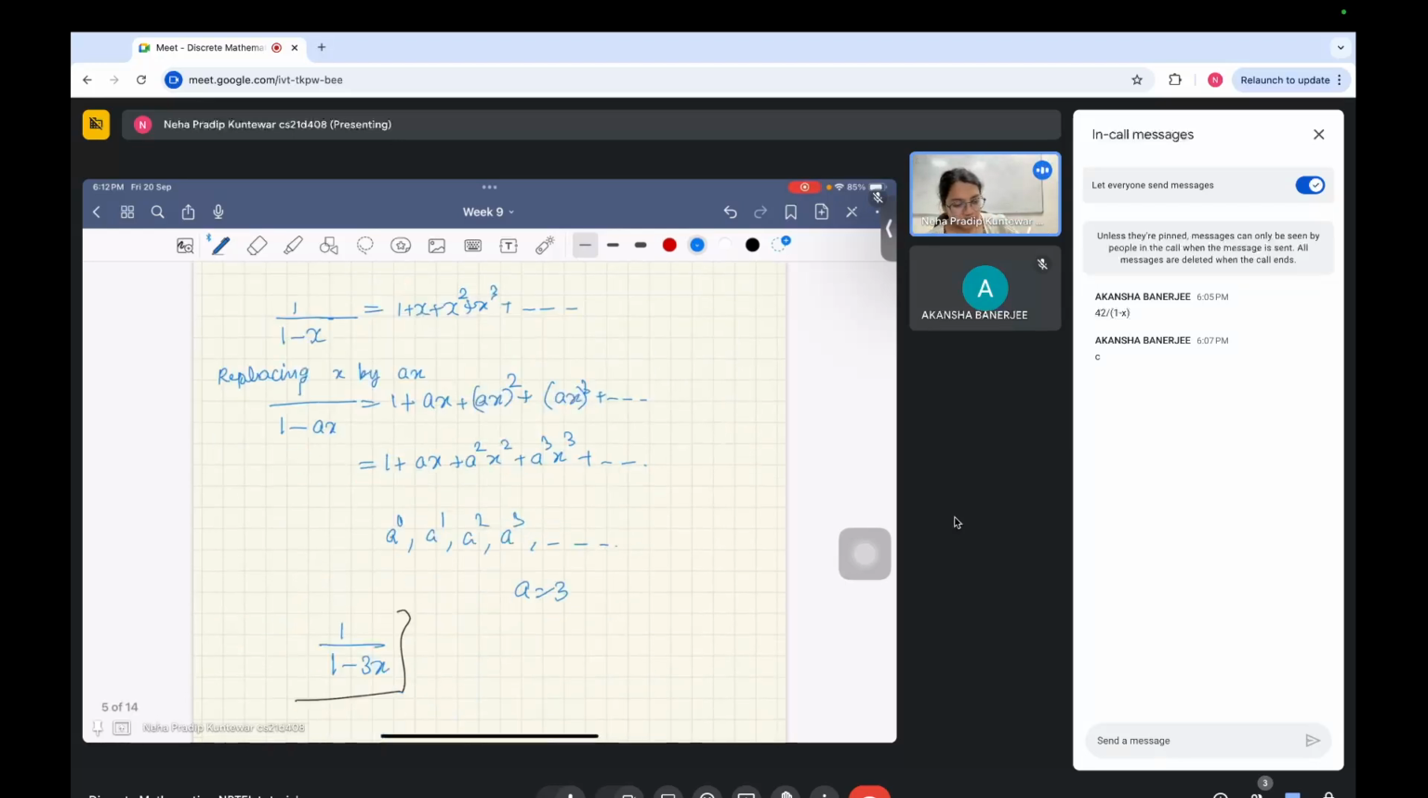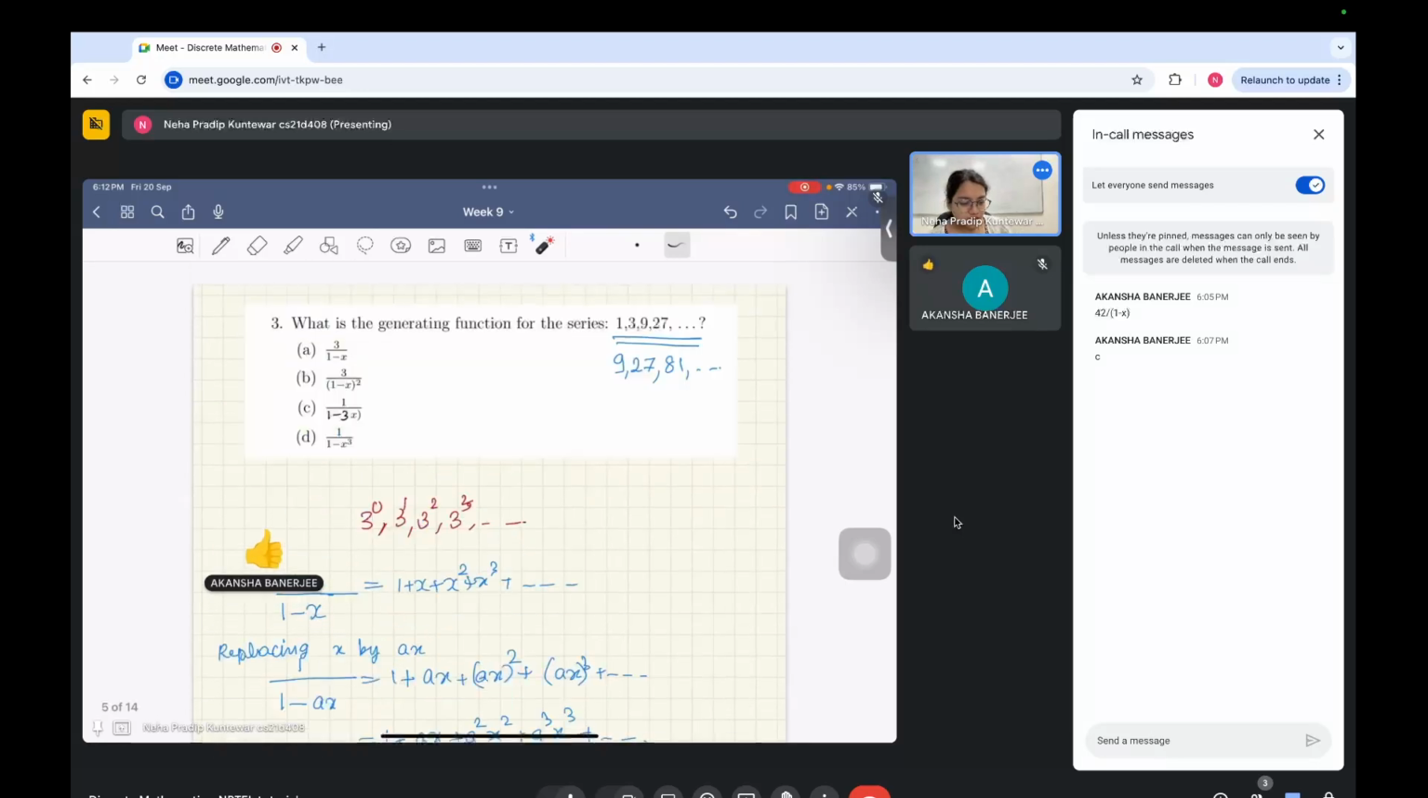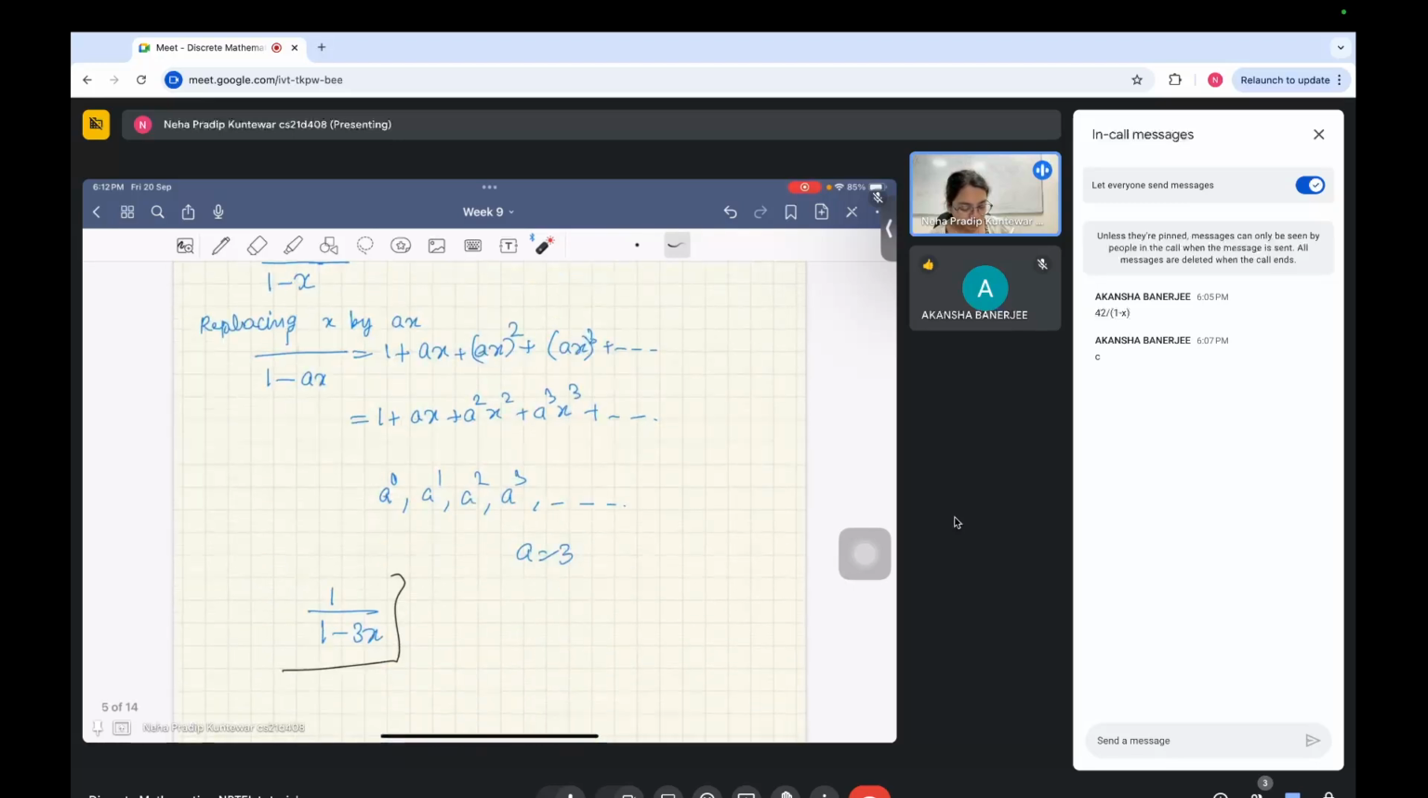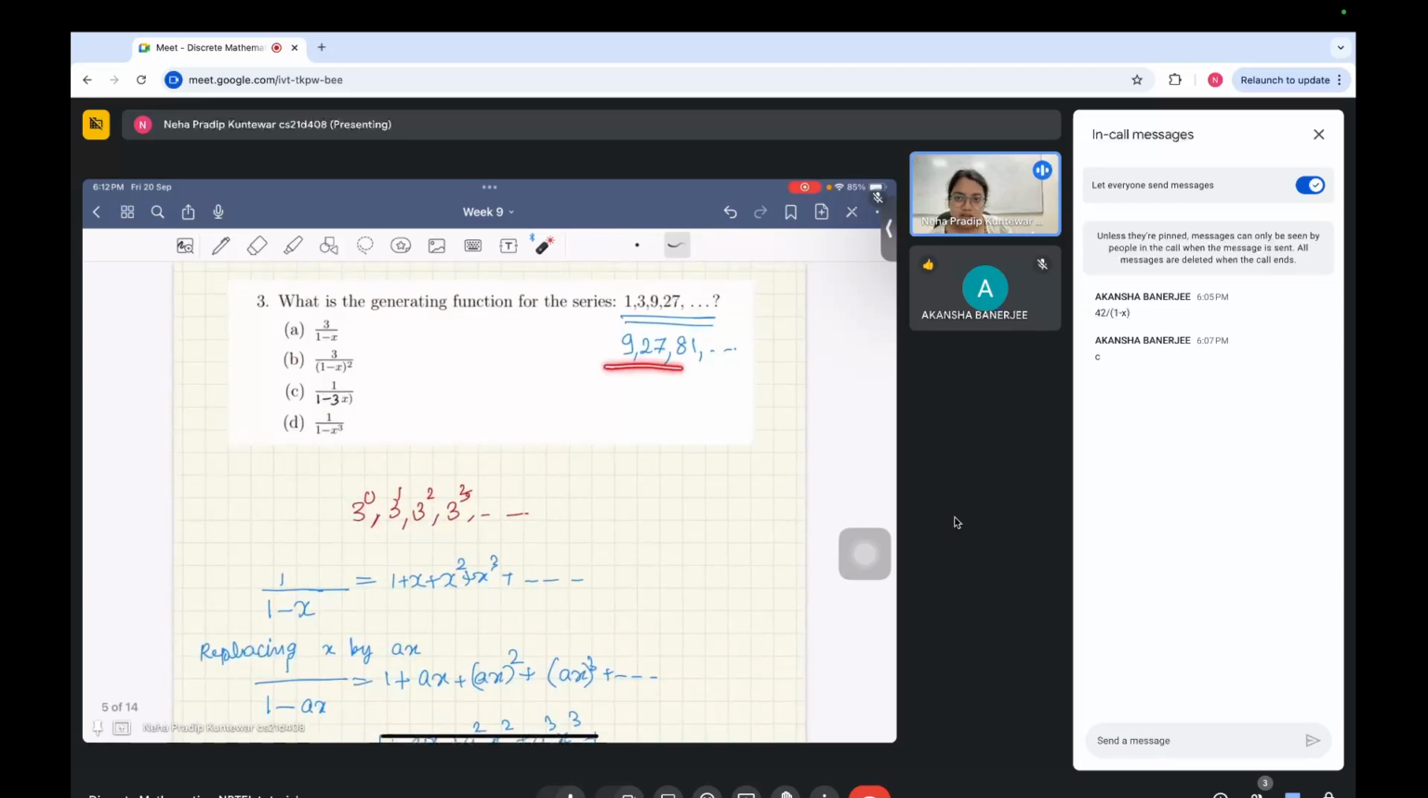This part was clear, right? Okay. Then how would you modify this to get a generating sequence for this?